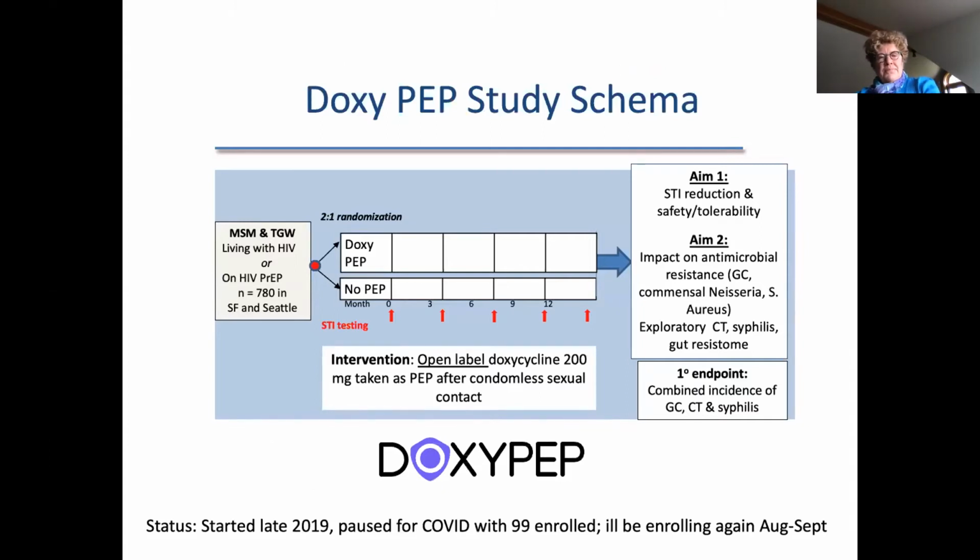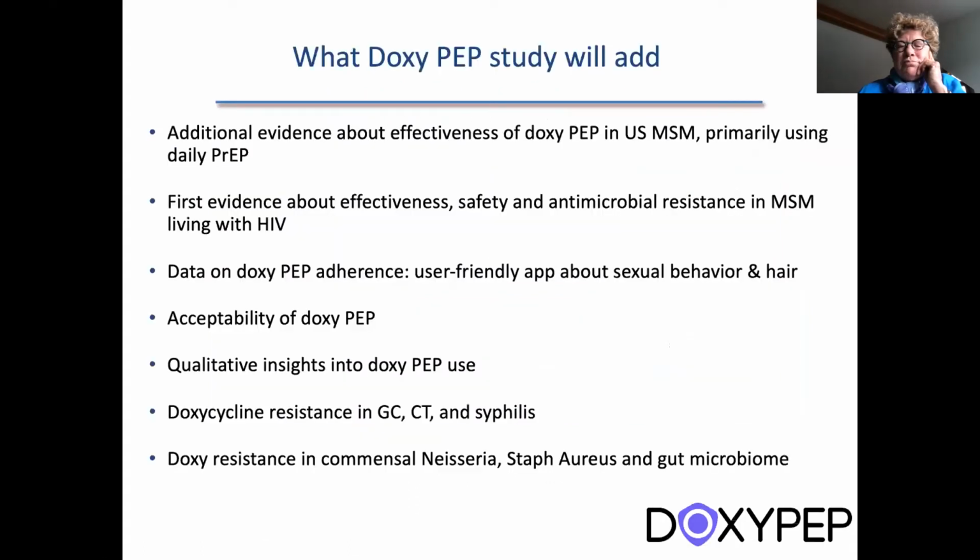So once we have about 100 of our 780 participants enrolled, we hope to get reactivated to start enrolling again. We had a COVID pause for the last several months. So if you are able to refer people, we'd really appreciate it, because we think more data are needed on the effectiveness as well as safety, tolerability, and effect on resistance. So we hope in the next couple of years to be able to add to the literature and evidence base to form policy about whether or not this should be recommended.